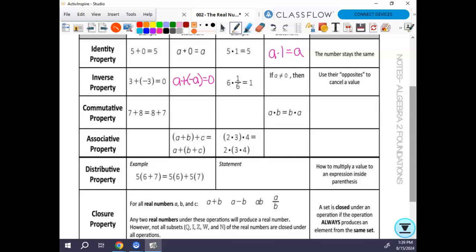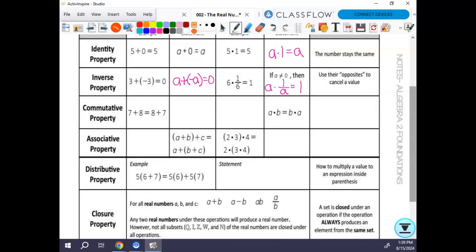And then 6 times 1/6 so that you can get that 1. And then we would have A times 1 over A equals 1. The reciprocal gives you that inverse. It undoes it. All right, so commutative and associative, those are the ones that I have to think about, which one is which.